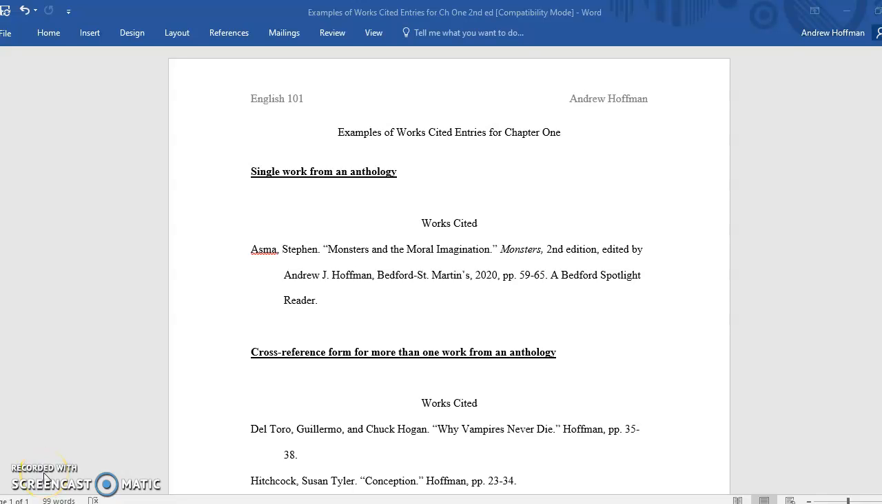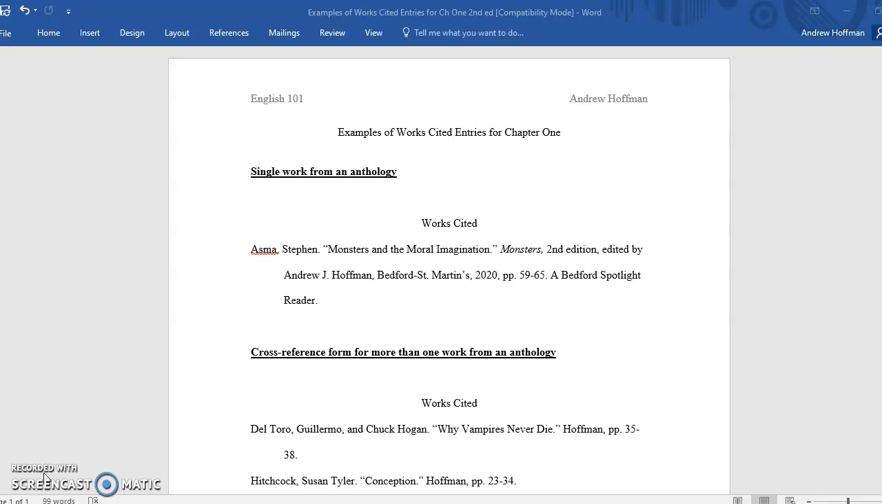Today I want to show you how to use MLA documentation for our textbook. Our textbook is what's called an anthology. An anthology is a collection of articles, essays, poems, artwork created by multiple people but put together into a single book. Hence we call it an anthology. The book has an editor.